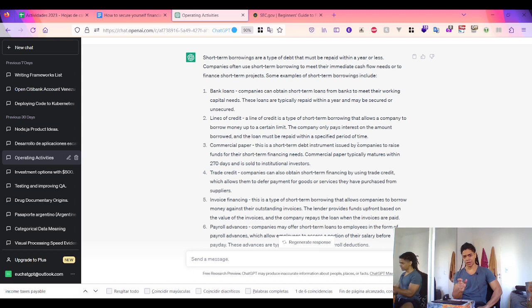Next, accrued expenses, expenses that a company has incurred in advance for goods or services that have been received but not yet paid for, such as wages and salaries, rent, utility bills, taxes.